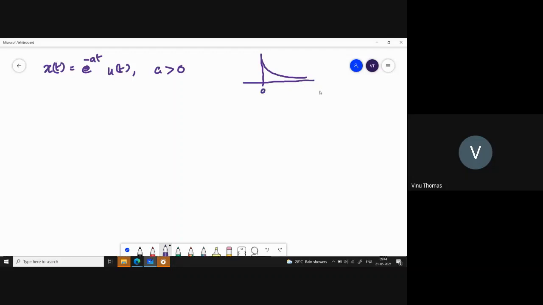So this exists only towards one side, and the value at t equal to 0 is e raised to minus a into 0. So that is equal to 1. e raised to 0 is equal to 1. And it reaches 0 at plus infinity. So it exponentially reduces, but it never actually reaches 0. It will reach 0 only at infinity, right?